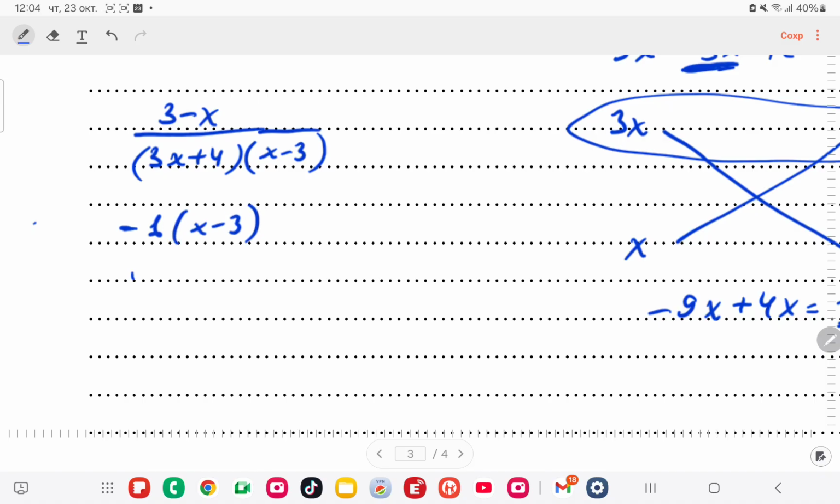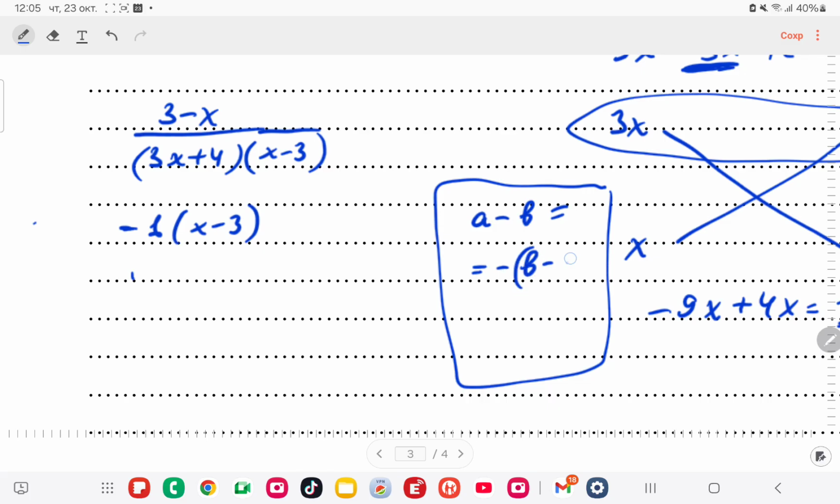Okay, so we will use the rule. Let me write a rule somewhere here. So a minus b is equal to minus b minus a, or we can write it as minus 1 times b minus a. It's actually the same thing. Okay, so we can write in the numerator negative 1 times x minus 3, and then just copy the denominator, x minus 3.